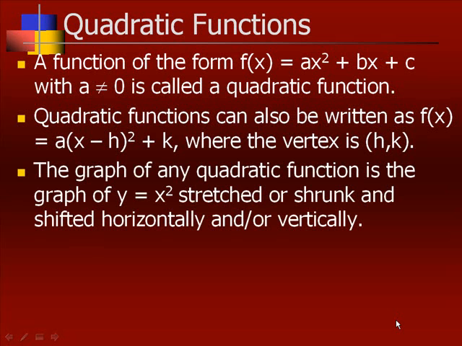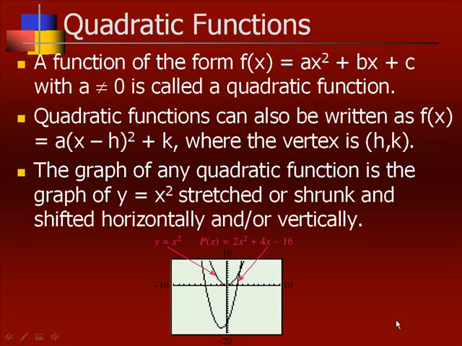The graph of any quadratic function is the graph of y equals x squared stretched or shrunk and shifted horizontally and/or vertically. For instance, anytime we have a quadratic equation, we know the graph is going to be a parabola. Y equals x squared is our regular parabola. And then 2x squared plus 4x minus 16, it's still a parabola. It shrank a little, it's a little bit skinnier, and the vertex has moved around.